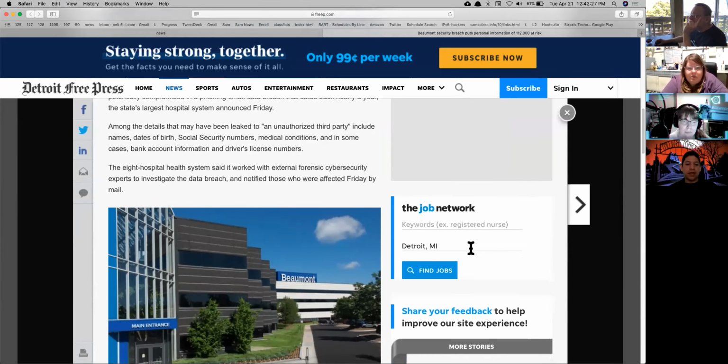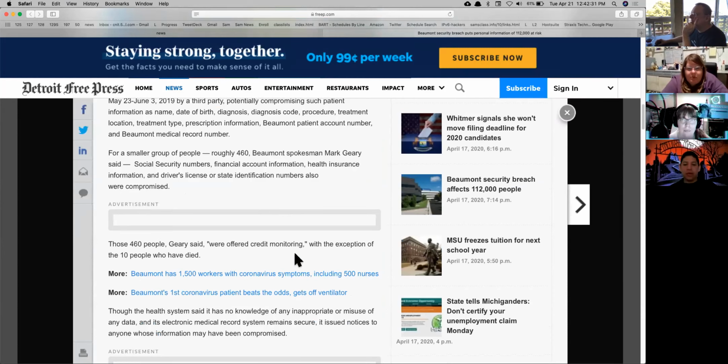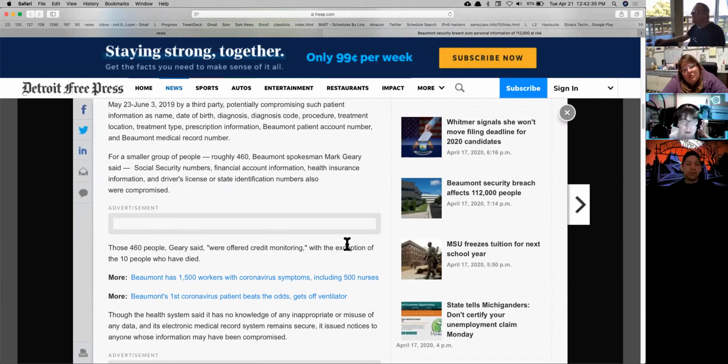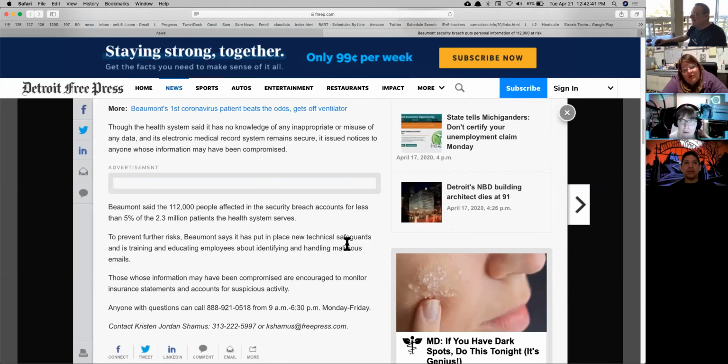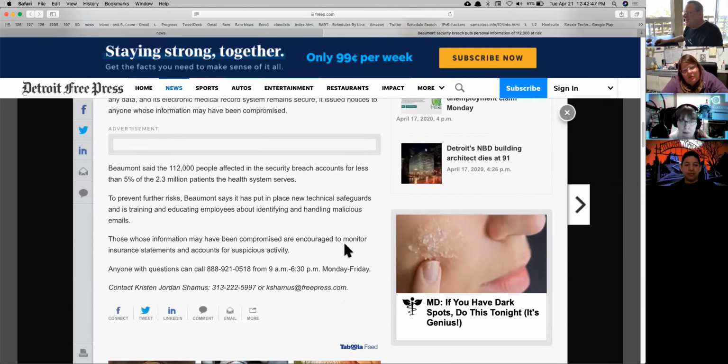And as a help to the people who got their information out, they gave them free credit monitoring. And I've heard that credit monitoring is totally worthless. I've heard that as well. Yeah, I'm surprised they didn't ransomware them because I also don't think you get much money from these stolen accounts anymore.